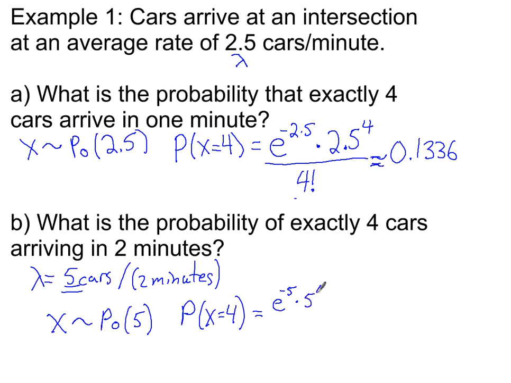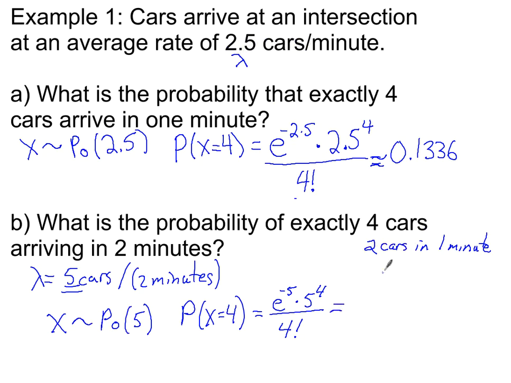One somewhat common mistake that people tend to make in this kind of situation is to adjust in the wrong direction. What I mean by that is, we could have thought, well, the probability of exactly 4 cars arriving in 2 minutes sounds the same to me as the probability of 2 cars arriving in 1 minute. So I'm adjusting the time unit down to the original unit of the rate.